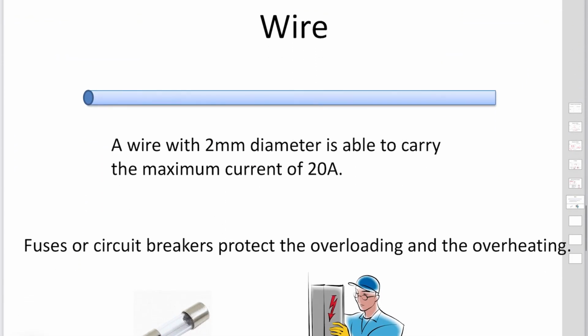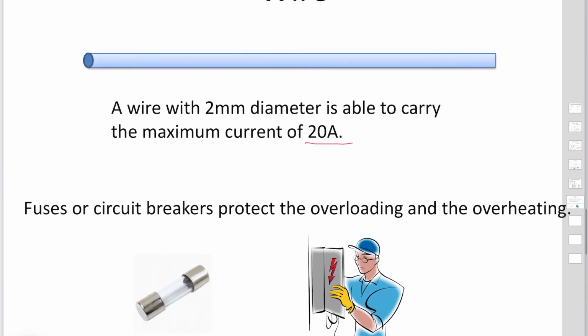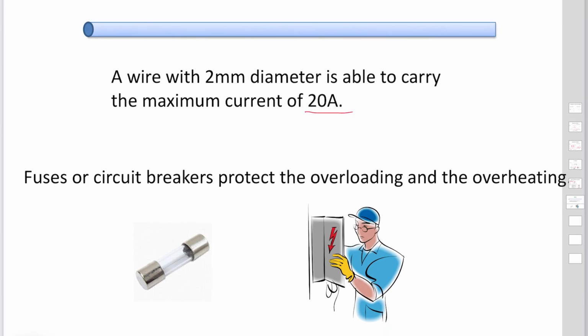If you consider a wire with a 2 millimeter diameter, it is able to carry a maximum current of 20 amperes. If the wire tries to carry more than 20 amperes of current, then the temperature of the wire becomes too high. Then the wire might be melted. To stop such an accident, the breaker or fuse protects against overloading and overheating of the wires.